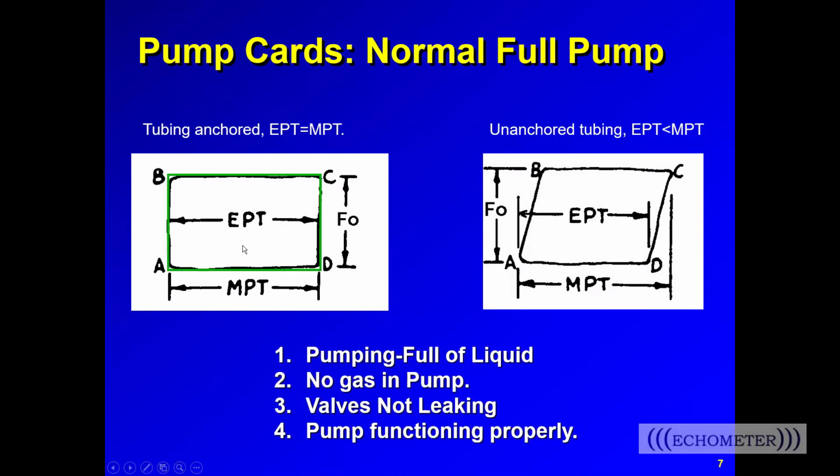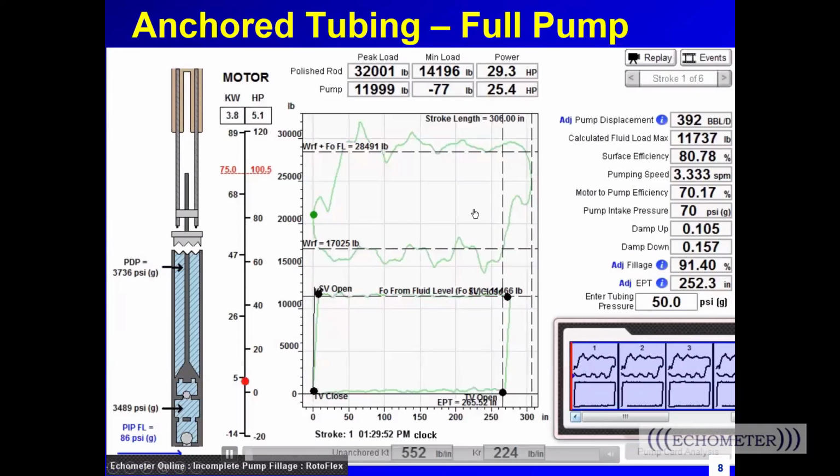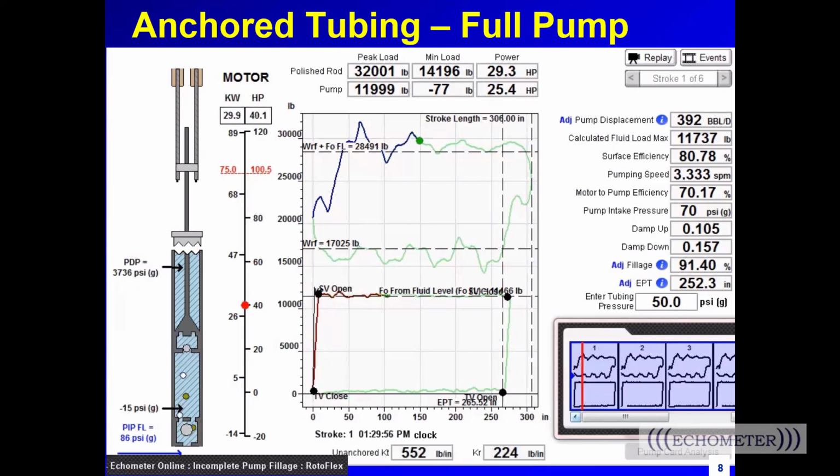On the card where the tubing is anchored, the effective plunger travel equals the maximum plunger travel. And on the card with the unanchored tubing, the effective plunger travel is less than the maximum plunger travel due to the tubing movement. So this is a great example of a full pump card in the TAM software. So in TAM, you have the ability to look at several things all at once to help you understand how your pump is behaving.